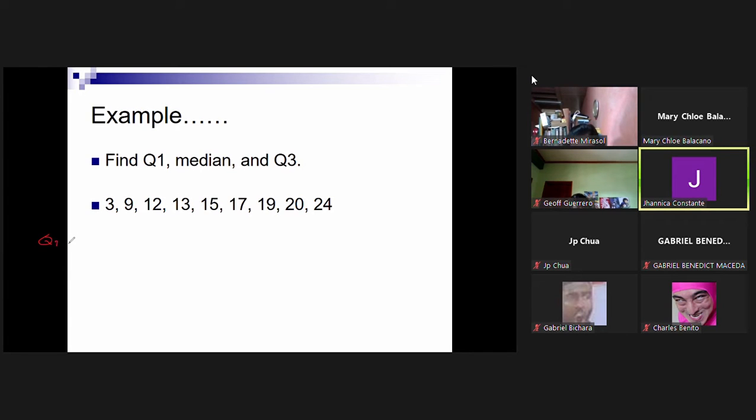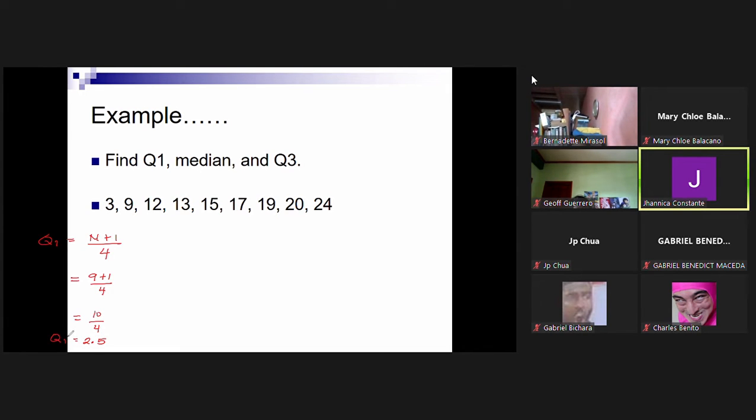Quartile 1 has the formula which is n plus 1 times 1/4, or we can divide it by 4. It's the same. Our n is equal to the total number of the set of data that we have. We have 9 plus 1 divided by 4. So 9 plus 1 is equal to 10. 10 divided by 4. Quartile 1 is equal to 2.5.